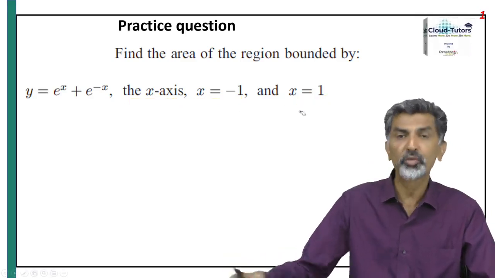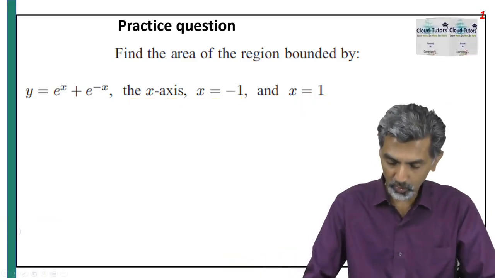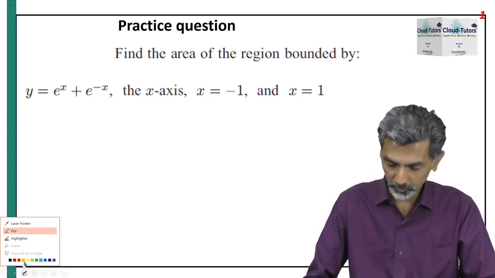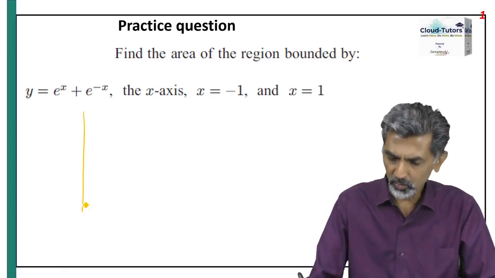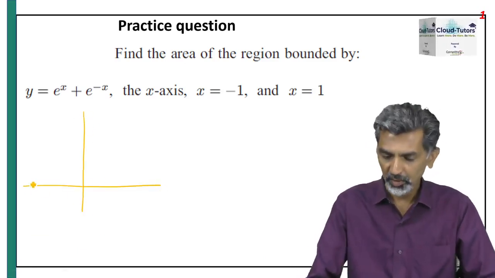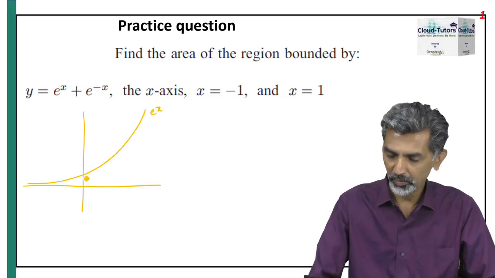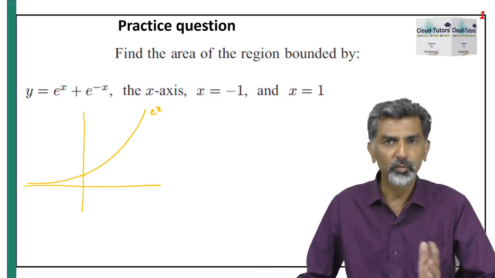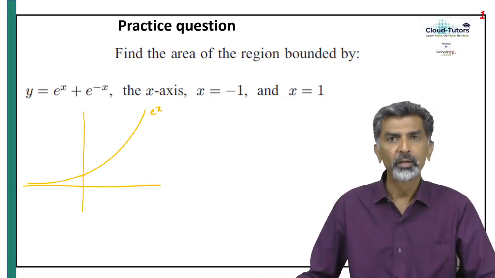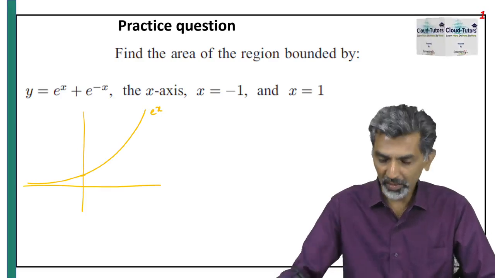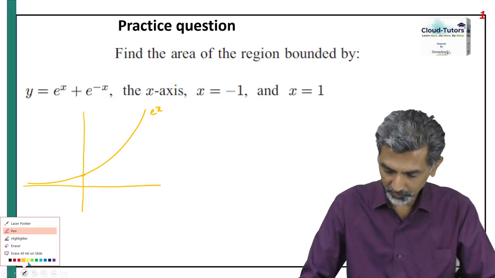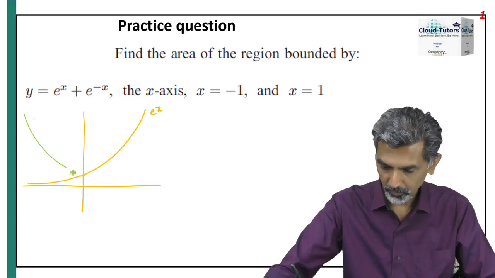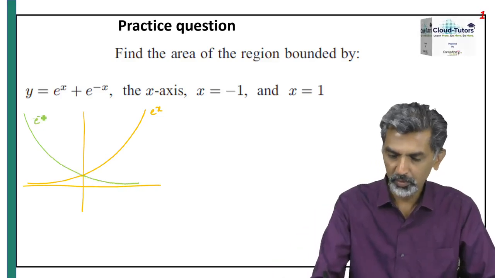So let's see what this shape looks like, because I prefer to draw a rough sketch every time to get an idea of what region we are talking about. So let's recall what e power x looks like. E power x looks like this, and this is 1. What about e power negative x? It's symmetrical to e power x, and the axis of symmetry is the y-axis. So e power negative x is this.